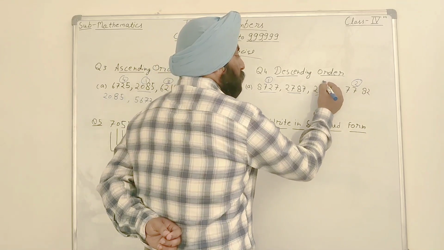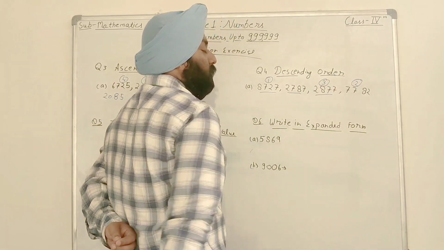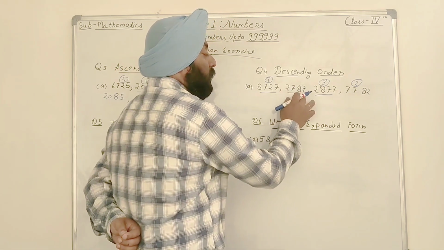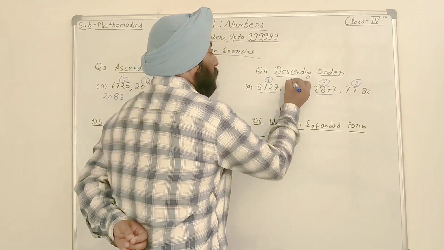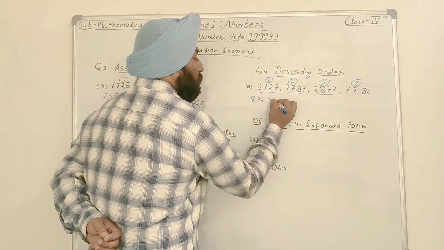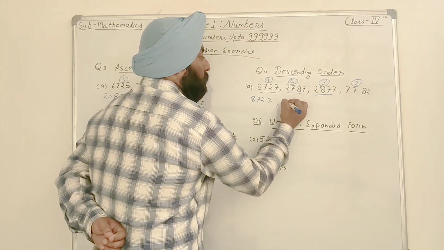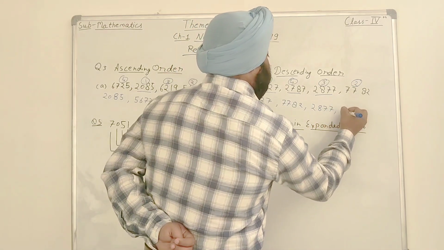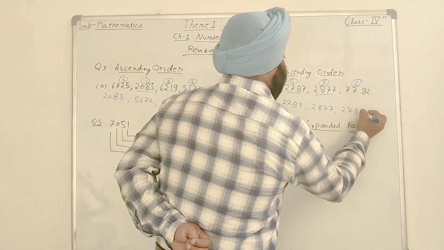2872, 7777 and 2787. In the last 8727, 7782, 2877, 2787. That is the correct order in descending.